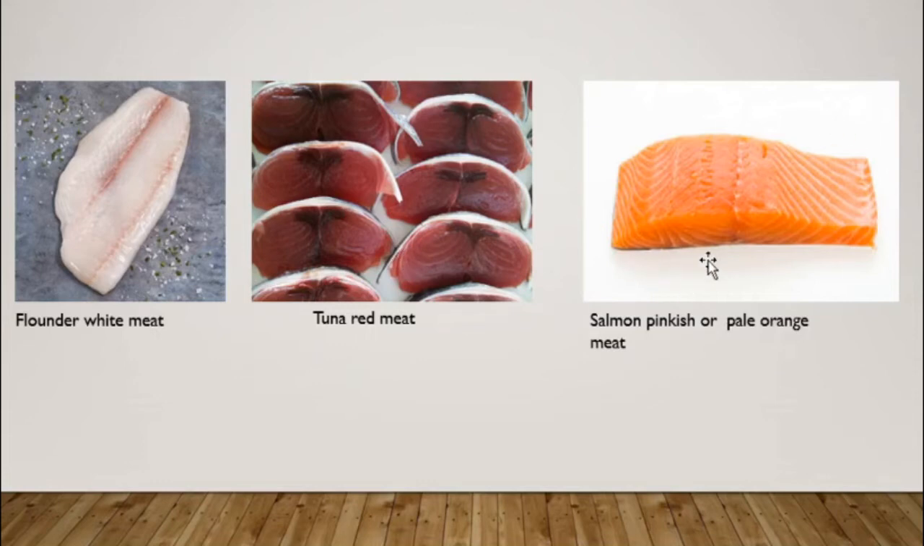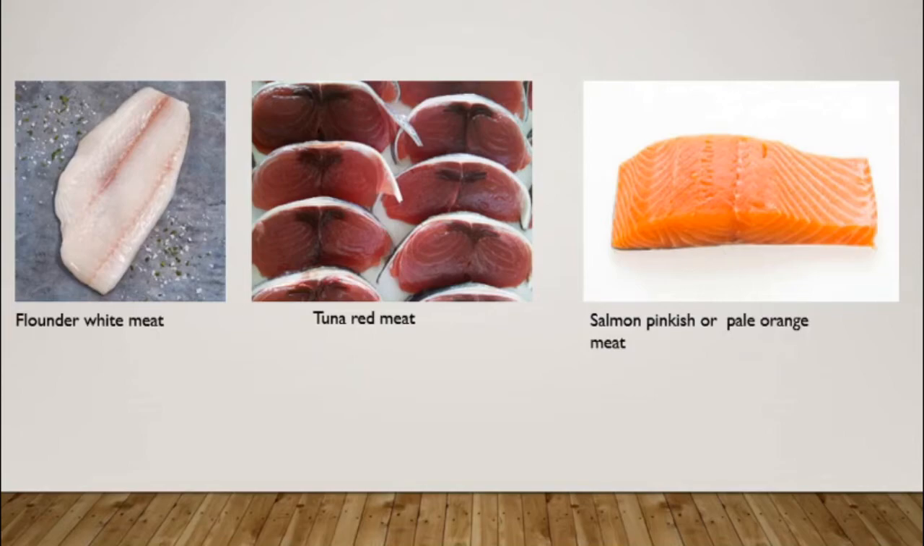While we also have the salmon, which is paler compared to the tuna meat, and it is a combination of red and white fiber. That's why you have that kind of pattern among salmon, which has pinkish or pale orange meat.